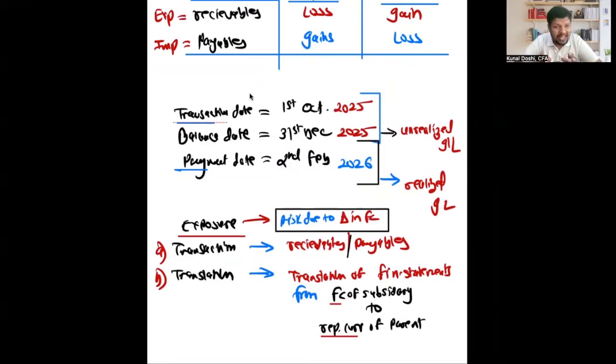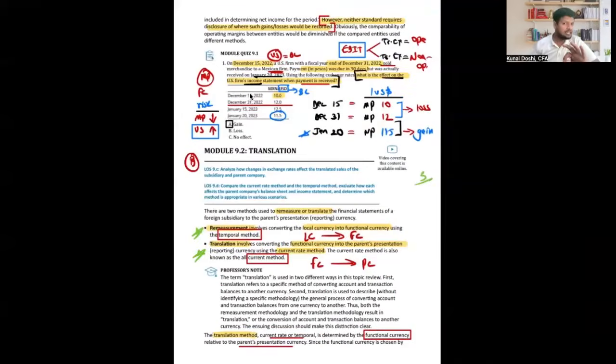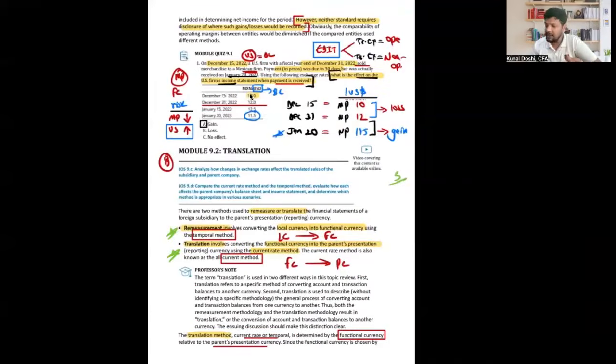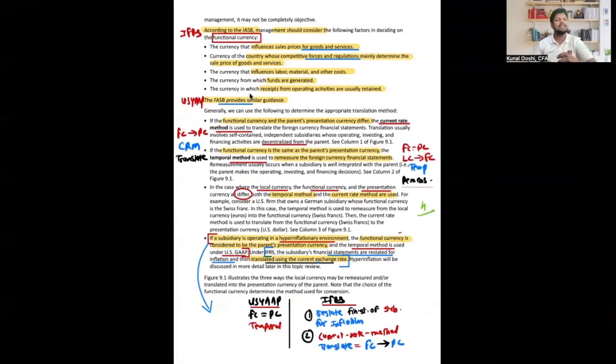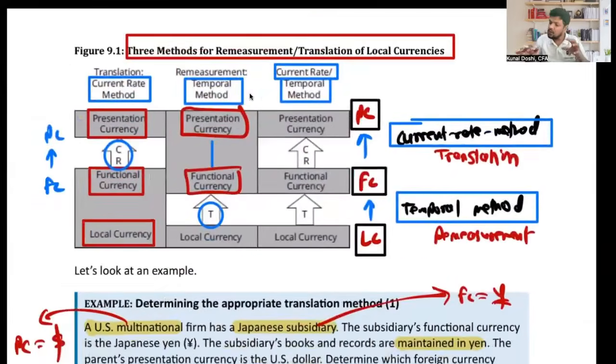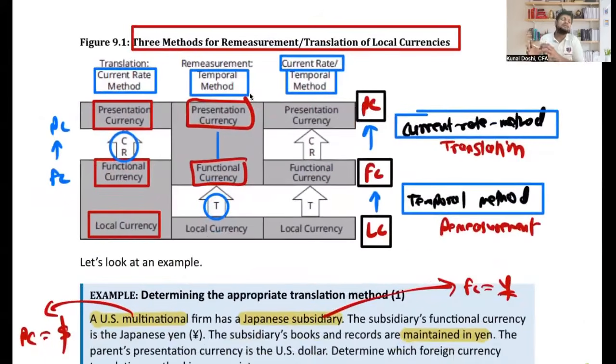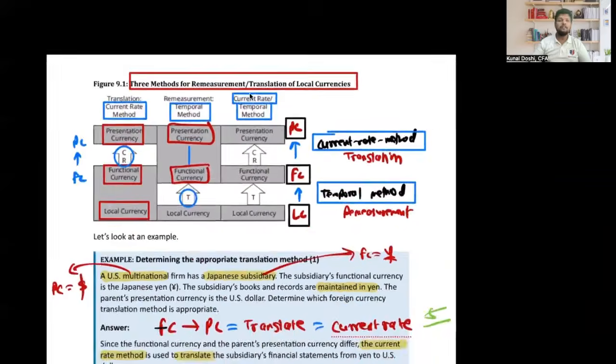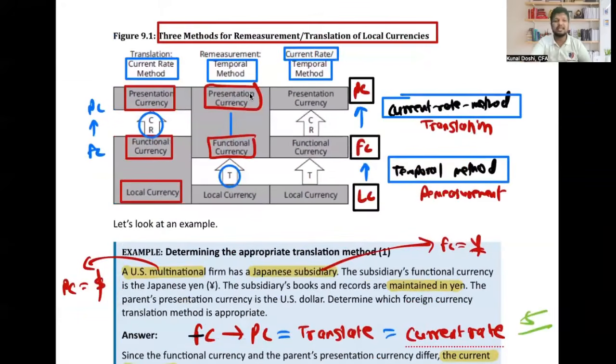Whenever I say translation gain or loss, there are two methods to measure it. One is called remeasurement using the temporal method, and the second is translation using the current rate method. Which method is to be used, the best table for that is this. Everyone visible?